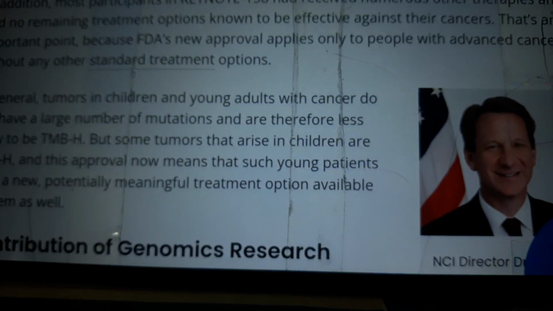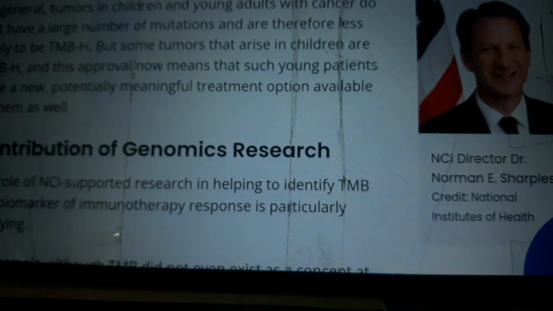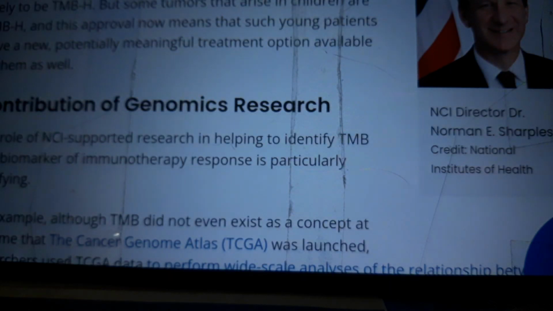In addition, most participants on KEYNOTE-158 had received numerous other therapies and had no remaining treatment options known to be effective against the cancer. That's an important point because FDA's new approval applies only to people with advanced cancer without any standard treatment options. In general, tumors in children and young adults with cancers do not have a large number of mutations and are therefore less likely to be TMB-H. But some tumors that arise in children are TMB-H, and this approval now means that such young patients have a new, potentially meaningful treatment option available to them as well.